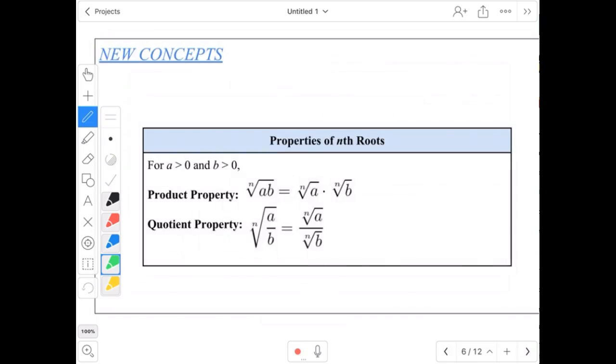Couple properties right here. The product property. So if we're taking the nth root of two things that are being multiplied, we can split those apart. And likewise, if we are dividing two things in the nth root, we can split those apart so that we have one in the numerator, one in the denominator. Notice those n's stay the same. That means the power of that root stays consistent throughout the entire thing.